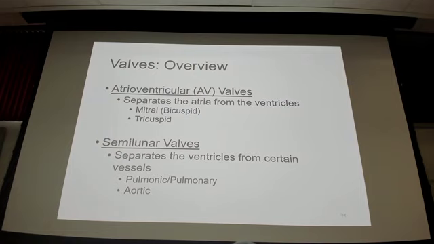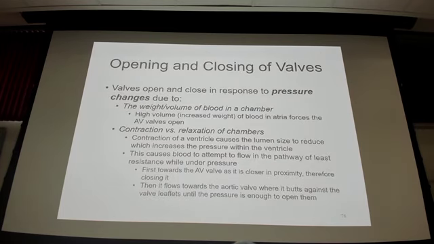All right. What is the only one that has two cusps? The mitral valve, or the bicuspid valve. Exactly. The rest of them have three. It's easier that way if you just remember that. All right. So I'm going to talk a little bit about this slide. So listen, because I got to reword it a little bit.